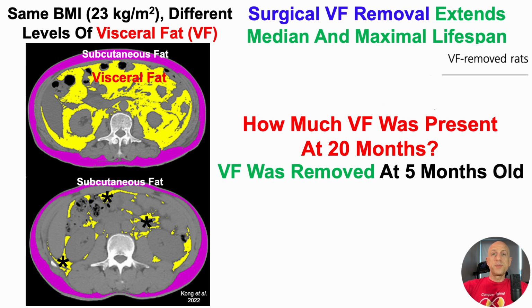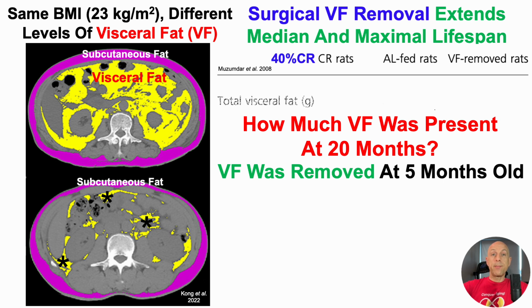So there were 3 groups in this study. A group that had their visceral fat removed but was allowed to eat as much as they wanted whenever they wanted. The group that ate as much as they wanted whenever they wanted, ad lib or AL. And then CR, more specifically 40% CR. So how much visceral fat was present in these 3 groups?